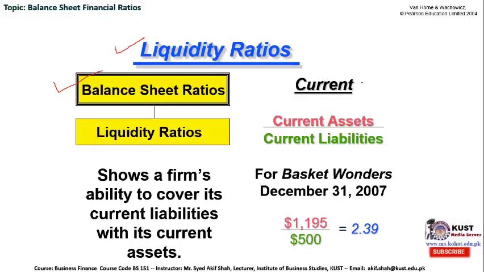The first ratio to know about the liquidity of the company is to calculate the current ratio. What is the current ratio? It actually shows us a firm's ability to cover its current liability with its current assets. The formula to calculate the current ratio is to divide current assets by current liabilities. Since this ratio belongs to the balance sheet, we can obtain the current assets and current liability data from the given balance sheet, as has been mentioned before you.